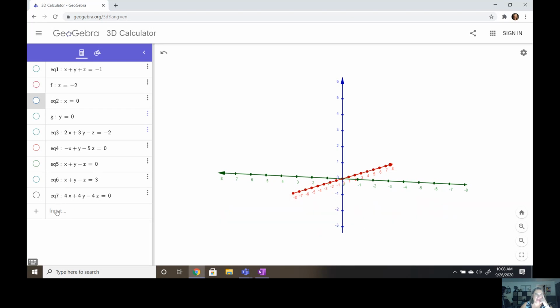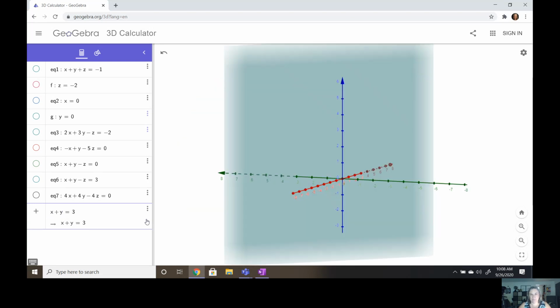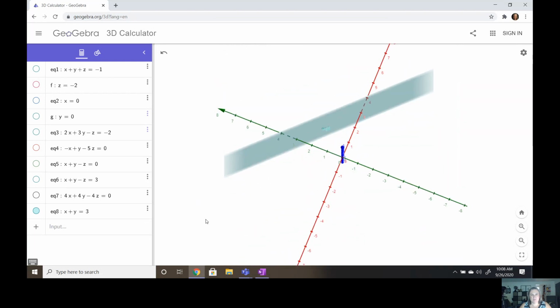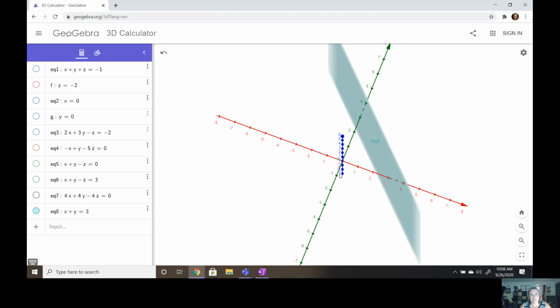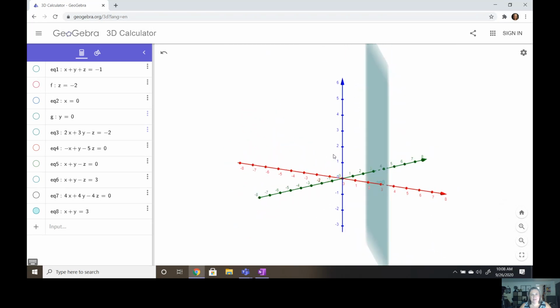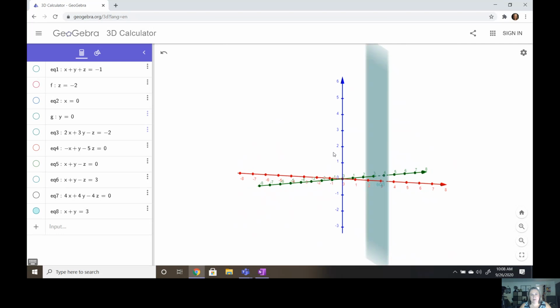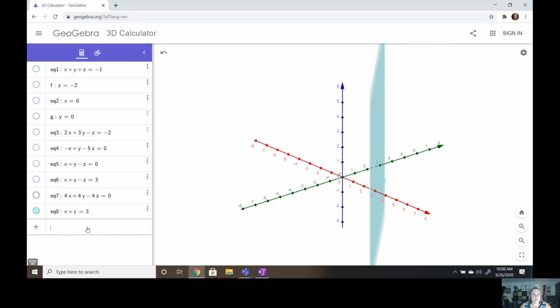Okay, now what if we had two variables like x plus y equals 3? So let's see where that is. So here's x and y, goes through 3 on both of those, but it doesn't cross the z-axis at all. You see that that is parallel to the z-axis, but it isn't parallel to a plane, just to the z-axis. Okay, and you can play around with this if you go to this website as well.